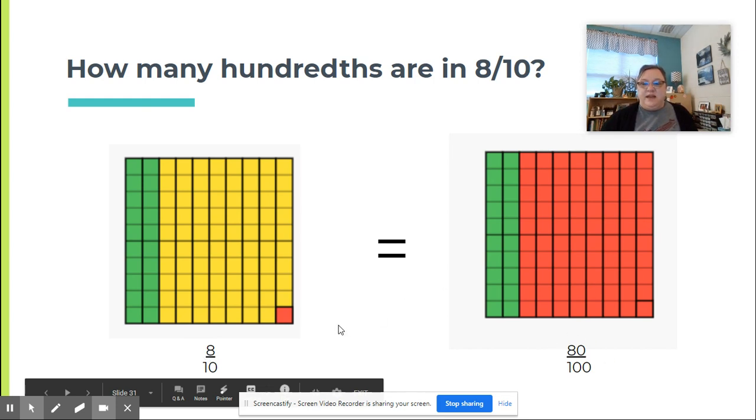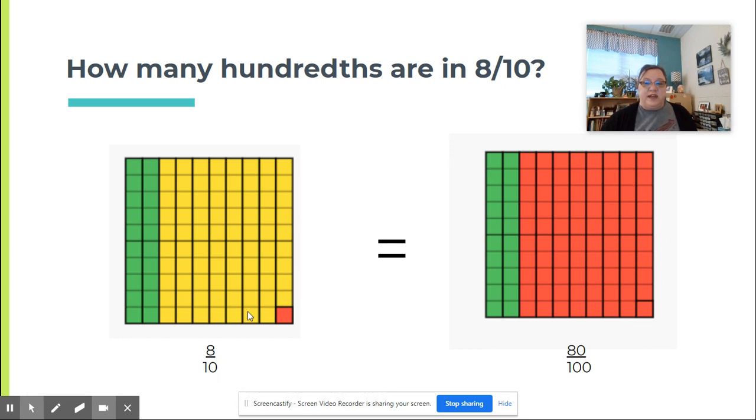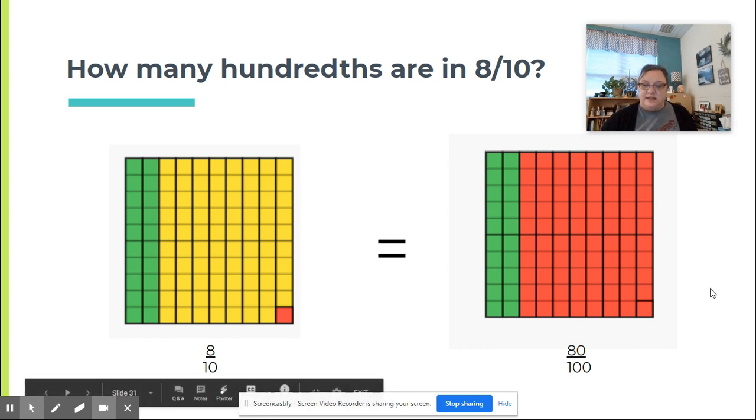If you're thinking of money, you could think of this as being 8 dimes and this being 80 pennies. Now, 8 dimes is worth 80 cents. 80 pennies is worth 80 cents.